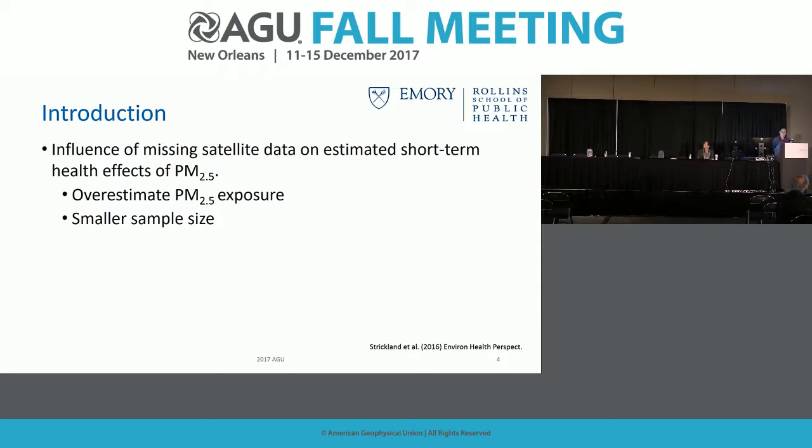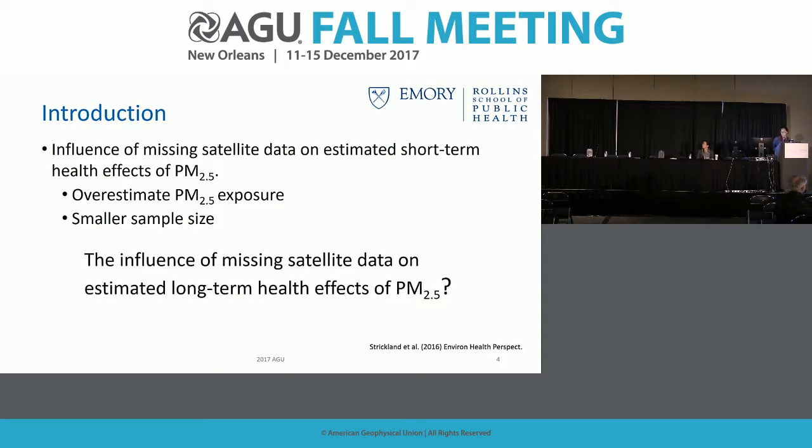A previous study analyzed the influence of missing satellite data on estimated short-term health effects of PM2.5. The researchers reported that when assessing regional average PM2.5 exposures, missing satellite data tended to overestimate PM2.5 exposure, and removal of subjects with missing satellite data led to a smaller sample size. However, the influence of missing satellite data on estimated long-term health effects of PM2.5 is still not clear.